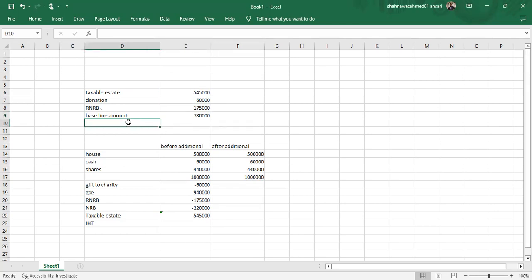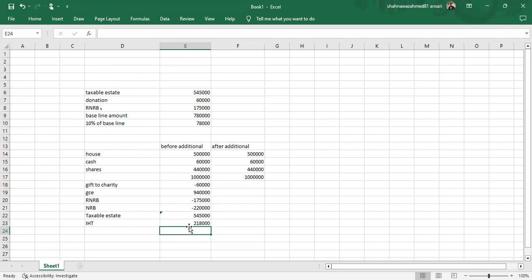Now, the amount of charity is less than 10% of the baseline amount. The 10% of baseline required is 78,000, and we know charity is 60,000, so we will not get any benefit. As a result, the IHT here is going to be 40%. You can put 40% here. This is the IHT payable. So this is my first working.